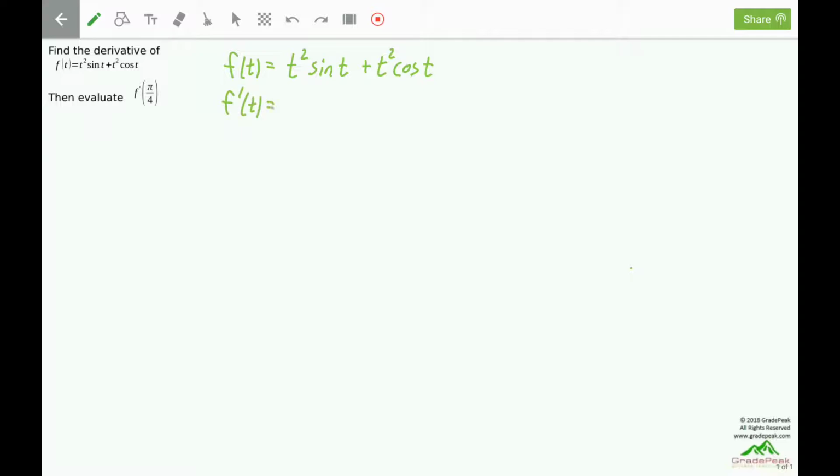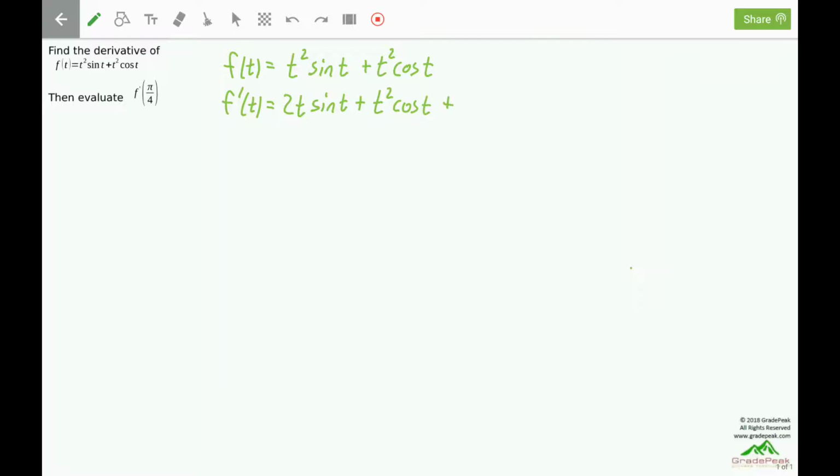f prime of t will be, for the first term, t squared sine t, a product rule: derivative of the first, derivative of t squared, bring the 2 down, subtract 1 from the exponent, 2t, times the second left alone, sine t, plus the first left alone, t squared, and the derivative of the second, derivative of sine of t, is cosine of t. All of that is just the derivative of the first term using the product rule.